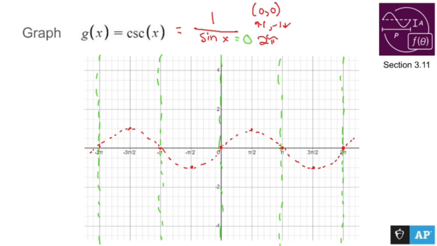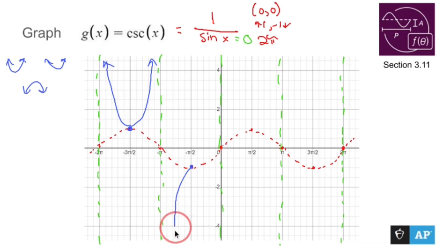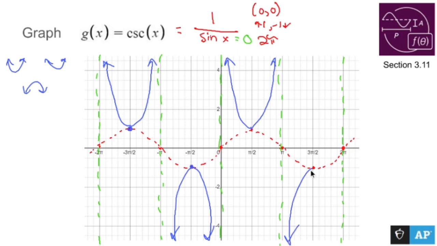Now what I have, and again, very similar to secant, is what appear to be parabolas. Where do these parabolas start? Well, right here. Why do they start right there? Because it's following the pattern of its reciprocal. So this is basically going to look like it has a parabola here. This is going to kind of go downward. This is going to go upward, and this is going to go downward like so.